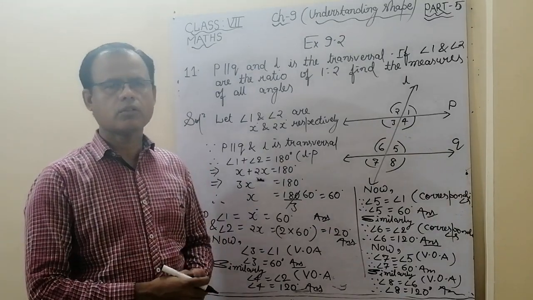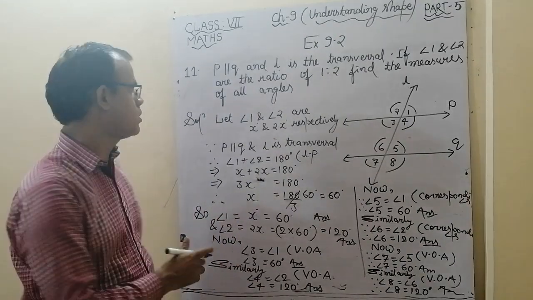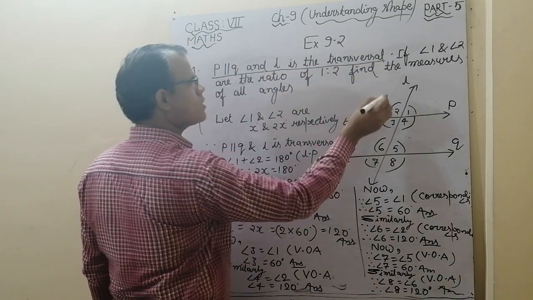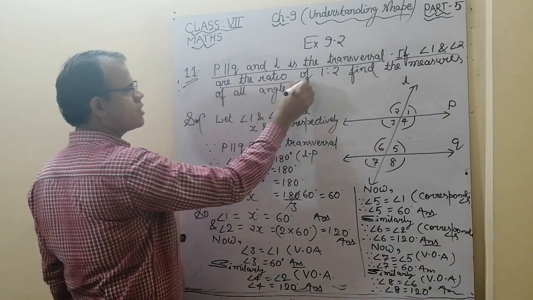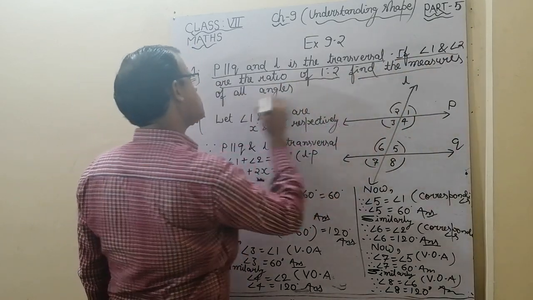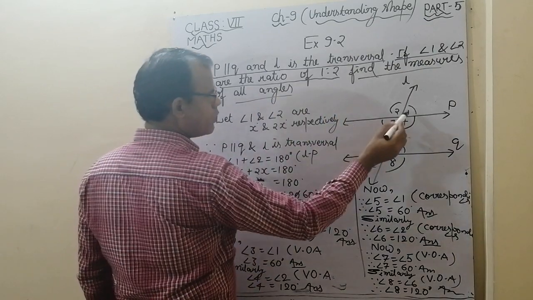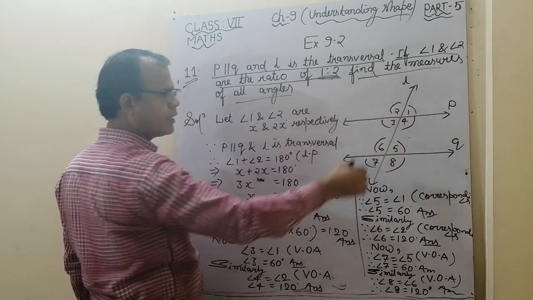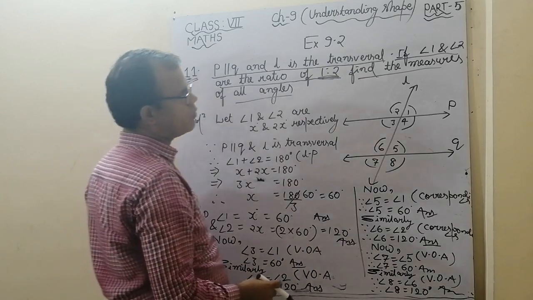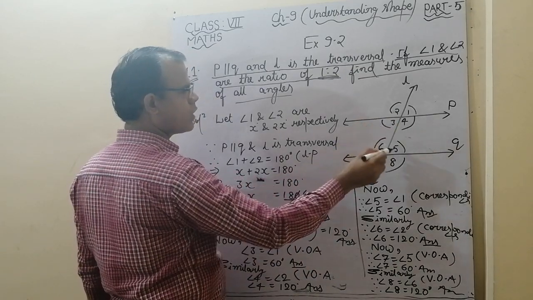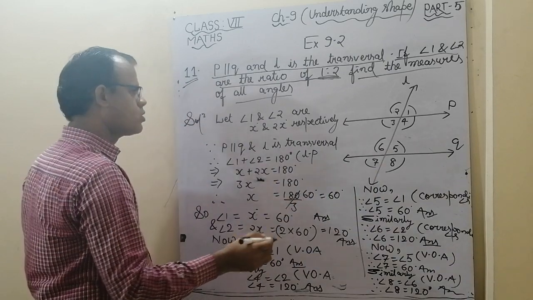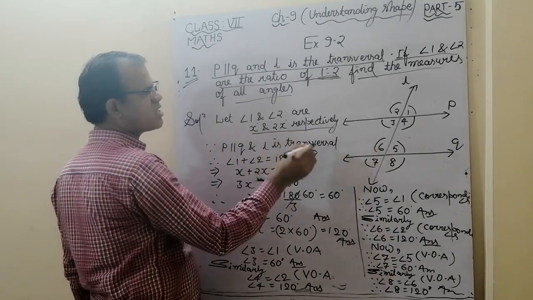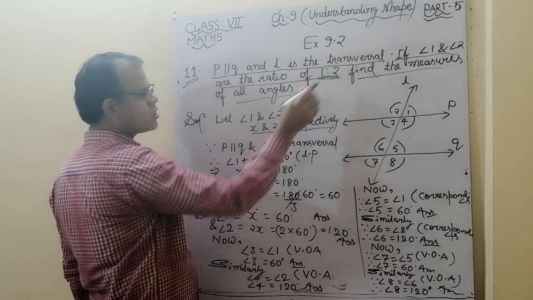Yes students, last question for the PT1 math syllabus. Question number 11. P is parallel to Q and L is the transversal. If angles 1 and 2 are in the ratio of 1:2, find the measures of all angles. Here we have to find angles 1, 2, 3, 4, 5, 6, 7, 8. Let angles 1 and 2 be x degrees and 2x degrees respectively. Why? Because the ratio is 1:2.